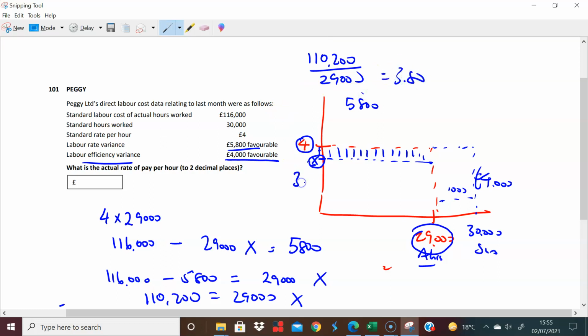So the actual rate was £3.80. But like I say, the reason these are called backward variances is because we tend to know what the total figures are, and we're trying to work back to find out what these are. If you frame this in your own way and can see where you're going, then hopefully you can use my explanations to confirm, correct or tidy up your thought process on this. Cool, great stuff. 101, Peggy.